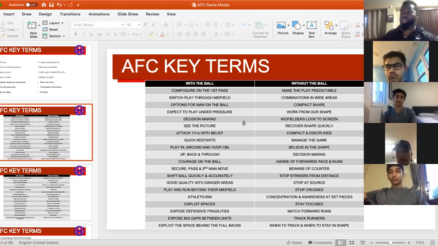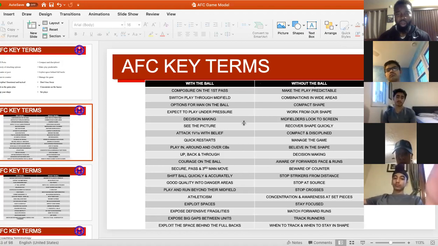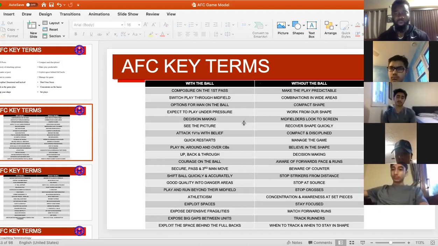Switch through the midfield. Aiden, instead of switching the ball wide, I want you to switch the ball right through the midfield to the number 10. Instead of going wide to 11 and 7, switch it right in the middle of the field, right?